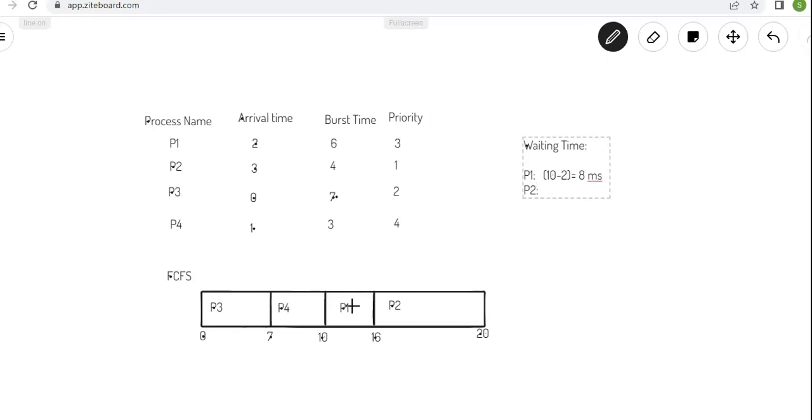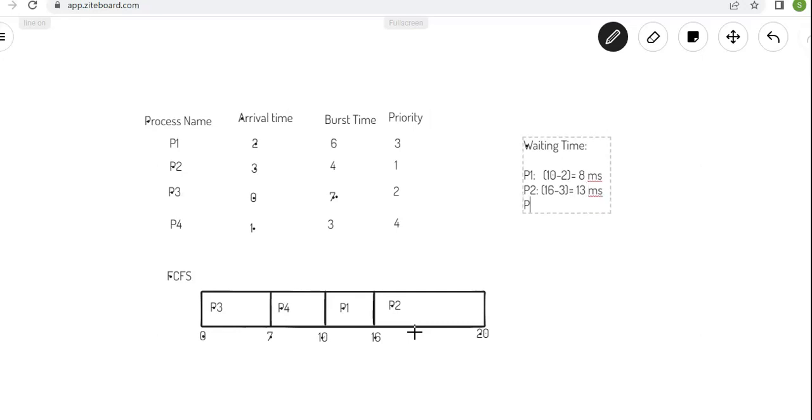How are we going to calculate for P2? The same case. P2's arrival time is 3 milliseconds, and it got the CPU at 16 milliseconds. We can infer this from the Gantt chart. So what is the difference? We need to calculate 16 minus the arrival time, 3. So that is 13 milliseconds.